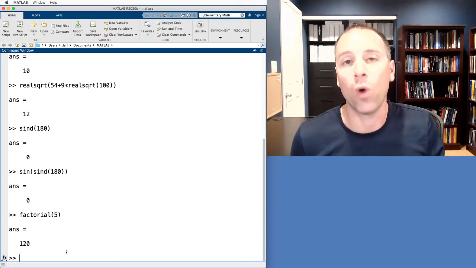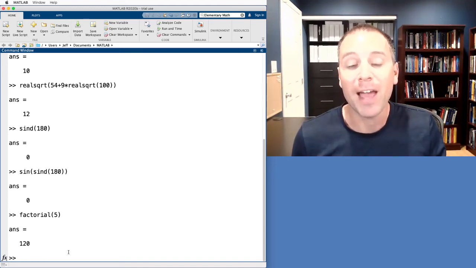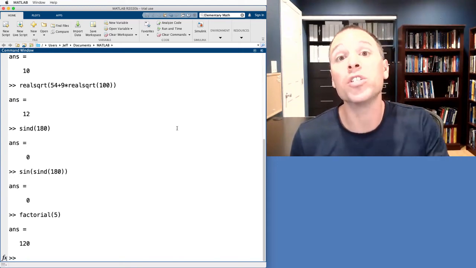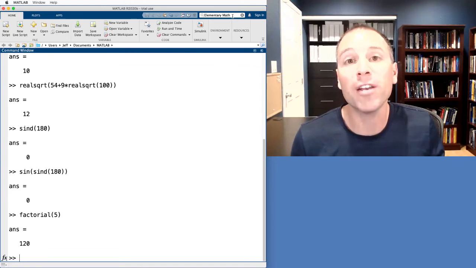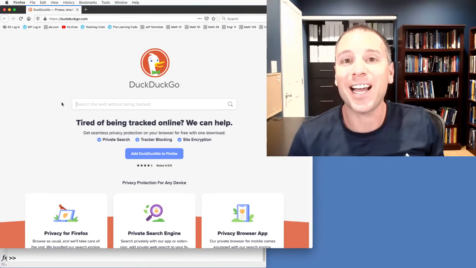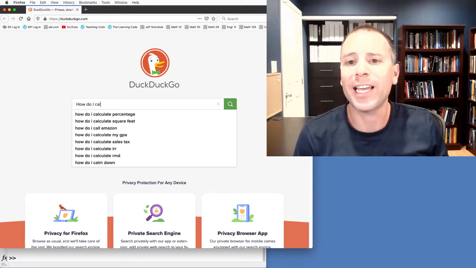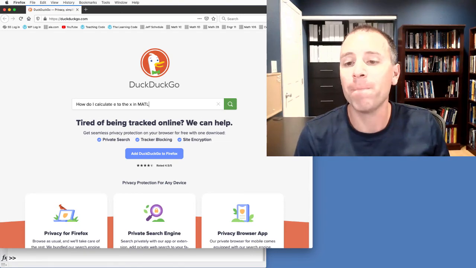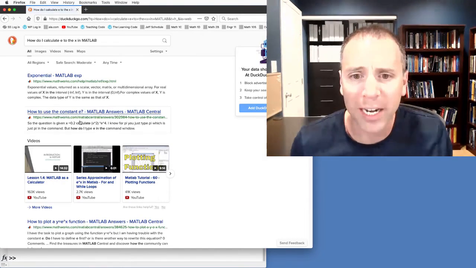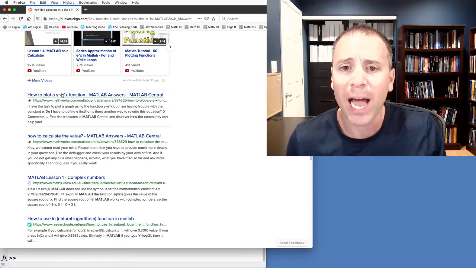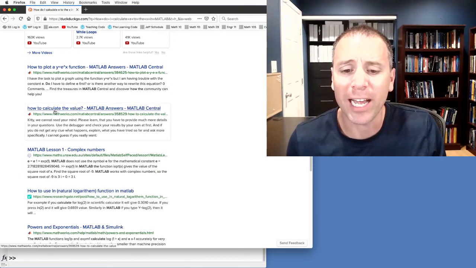5 factorial is 1 times 2 times 3 times 4 times 5. That is indeed 120. In other words, a great way to figure out the names of functions you can use to do calculations in MATLAB is to read through that documentation. Another way to do that is to open your search browser and just type in a query. So suppose I wanted to say, how do I calculate e to the x in MATLAB. And then what's going to happen is, well, looks like they have how to use the constant e, how to plot e to the x, how to calculate a value.